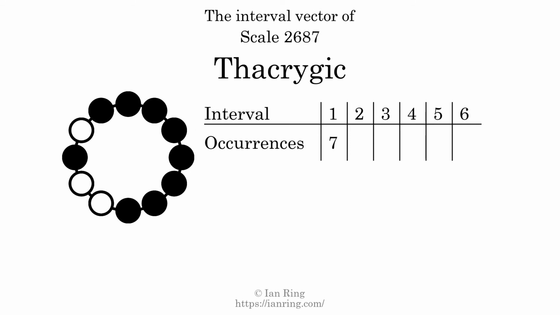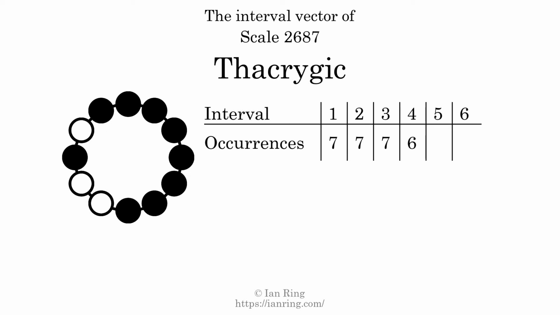There are 7 intervals with the size of 1 semitone. They are here, here, here, here, here, here, and here. There are 7 intervals with the size of 2 semitones. They are here, here, here, here, here, here, and here. There are 7 intervals with the size of 3 semitones. They are here, here, here, here, here, here, and here.